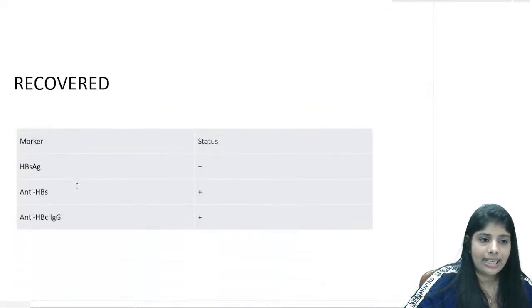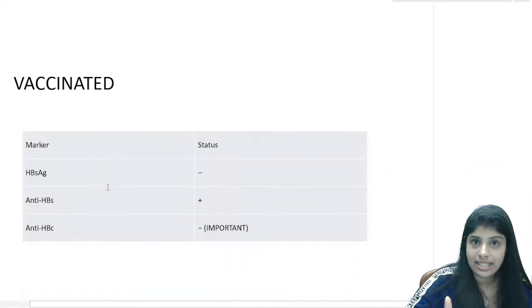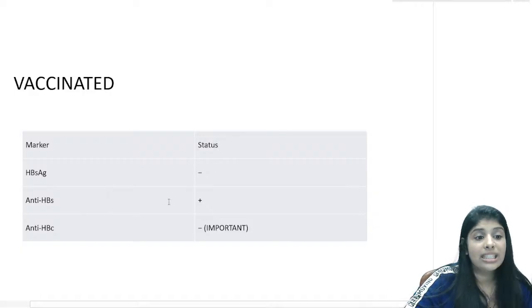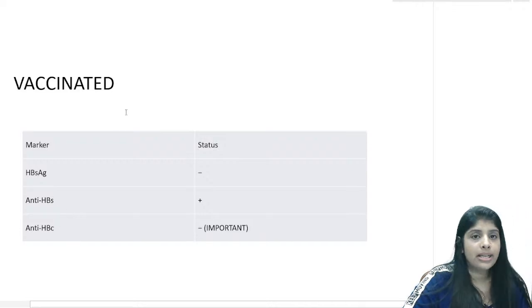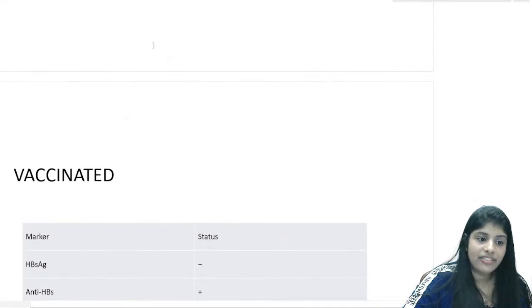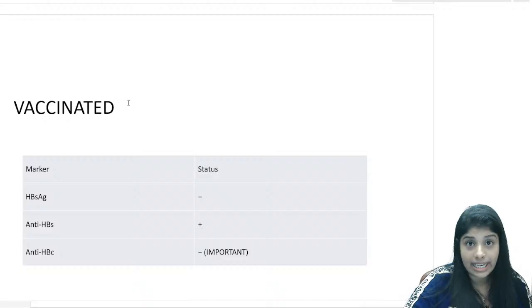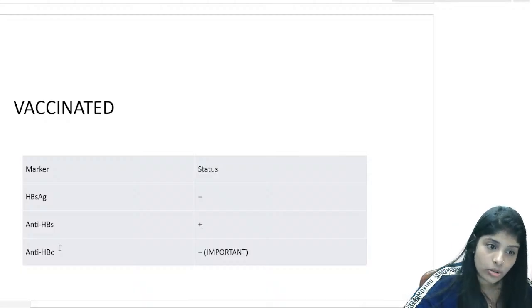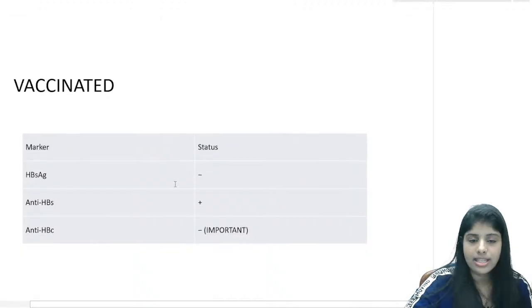Okay. And in recovered, you can see both anti-HBs and anti-HBc. And in vaccinated patients, we are all vaccinated for hepatitis, the doctors, right? So here, anti-HBs is only found in vaccinated and not anti-HBc. So if a question comes like this, if there is both anti-HBs and anti-HBc, then it is what? Recovered person. If it is only anti-HBs, then it is a vaccinated person and not a recovered person. Okay, this is how you differentiate.